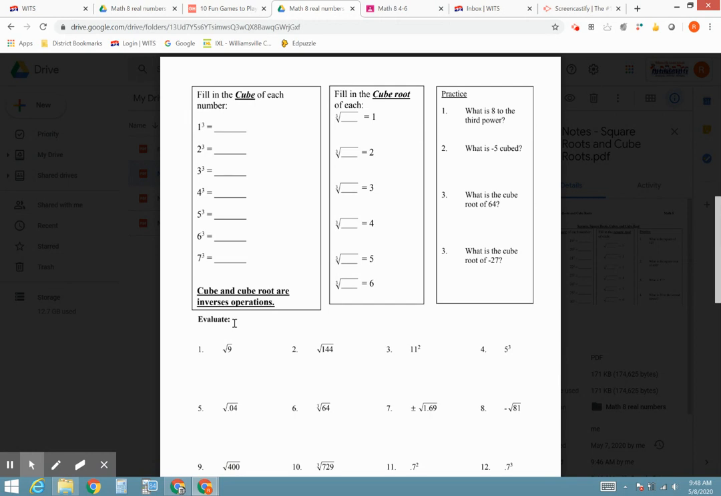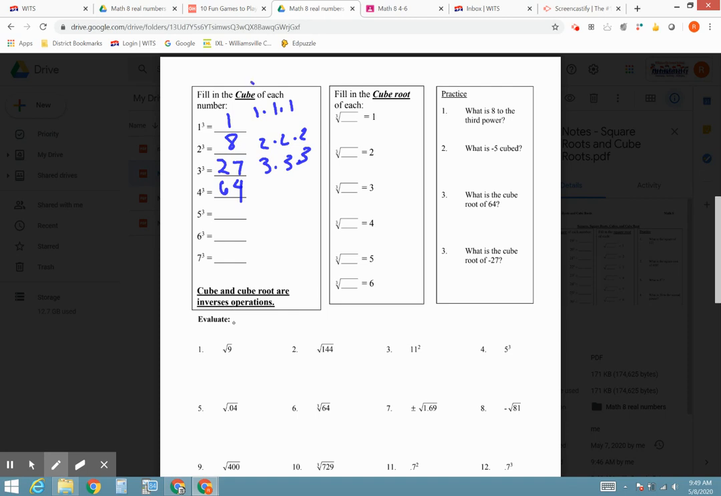Okay, so we also have cube roots. So a cube is a number times itself 3 times. So this would be 1 times 1 times 1, or 1. 2 cubed is 2 times 2 times 2, or 8. Then 3 times 3 times 3, or 27. What is 4 cubed? Hopefully you said 64.